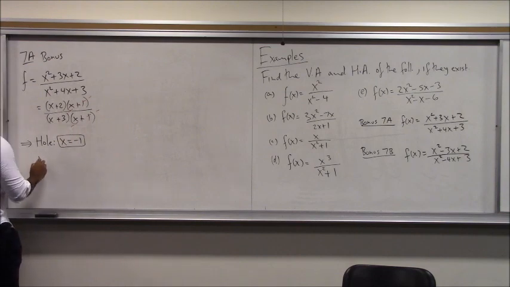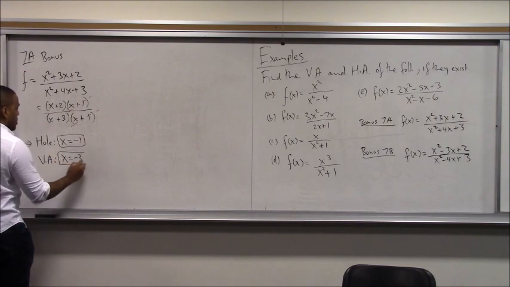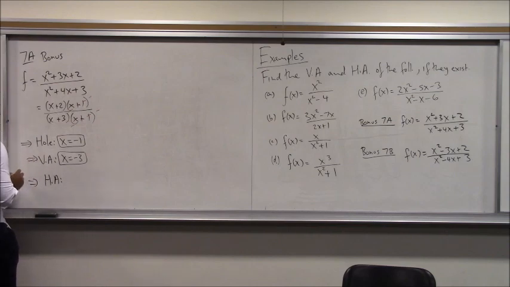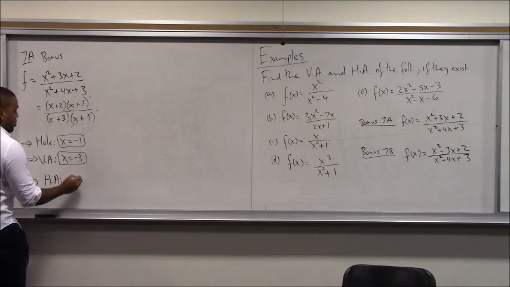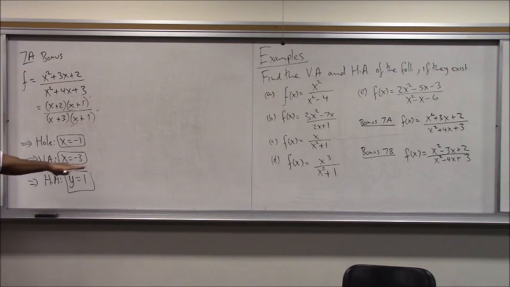We have vertical asymptotes at x equals minus 3. We have horizontal asymptote at where? At 1. Y equals 1. Right? You have to write the equation. You can't just say 1. You have to say y equals 1. Because it's actually a line. It's actually a curve.